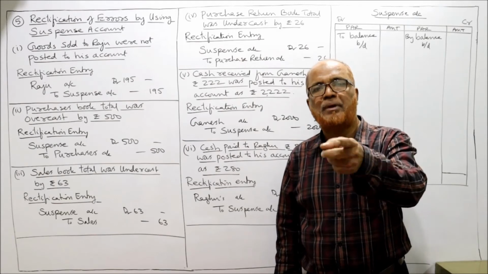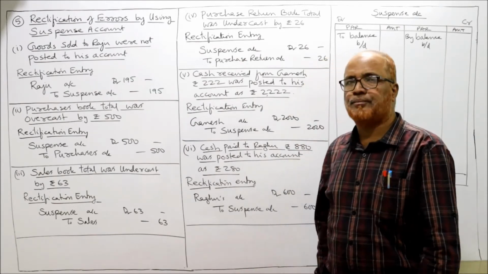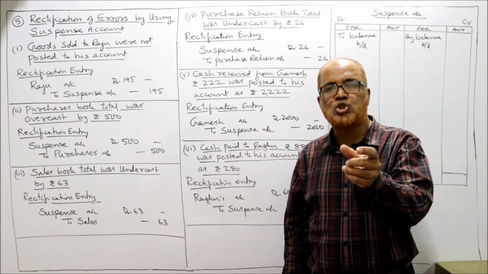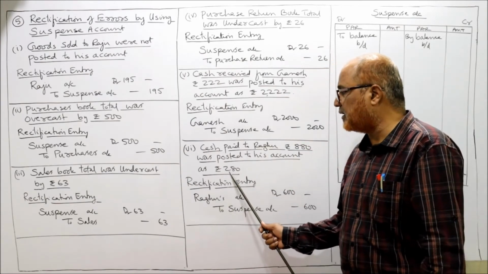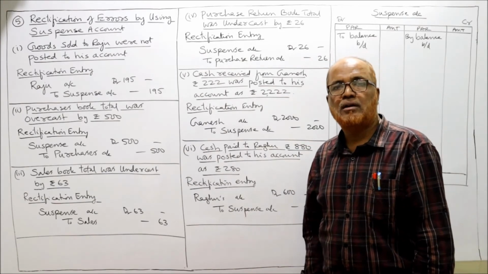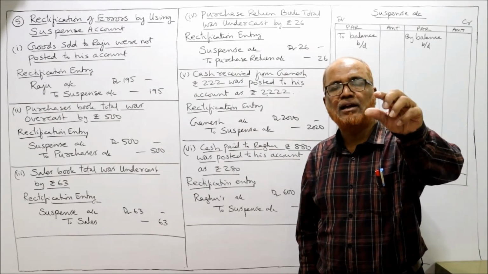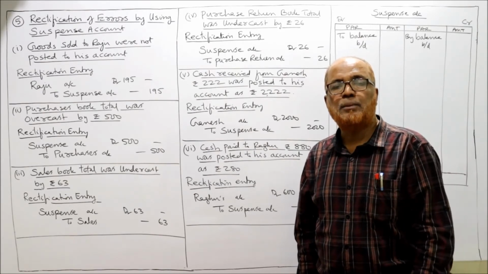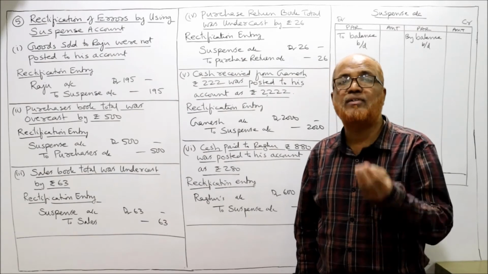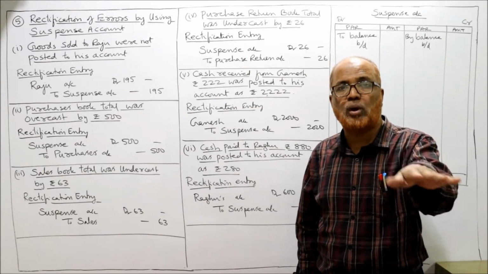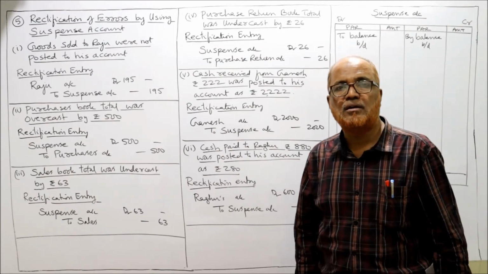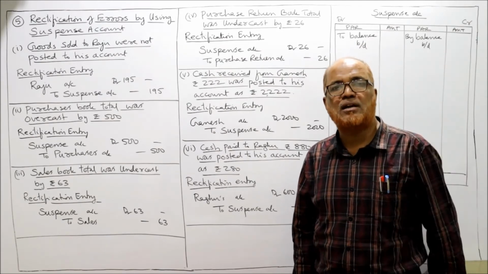So Raghu's account should have been debited by 880. But by mistake, how much have we debited? We have debited 280. Instead of debiting 880, we have debited 280. That means we have debited 600 rupees short to Raghu. Now we debit 600. Raghu's account will be debited 600.